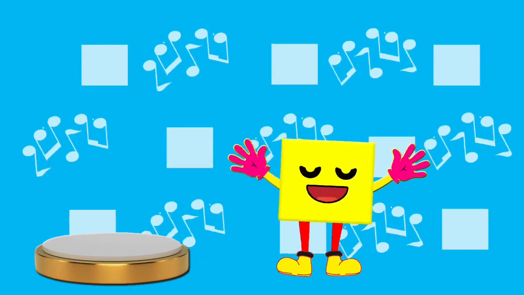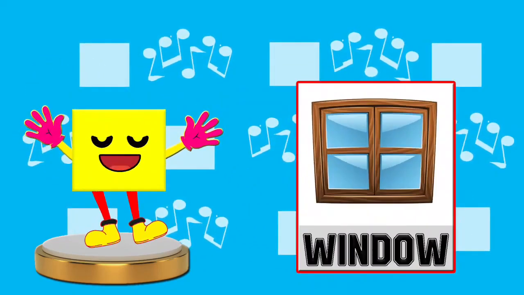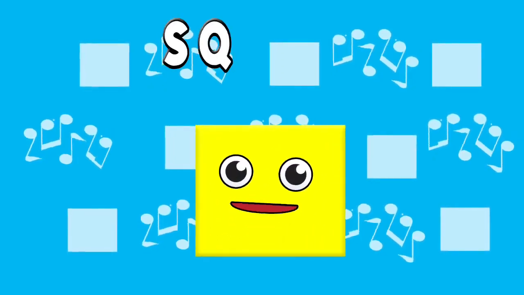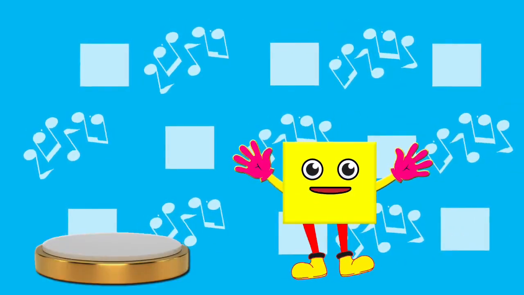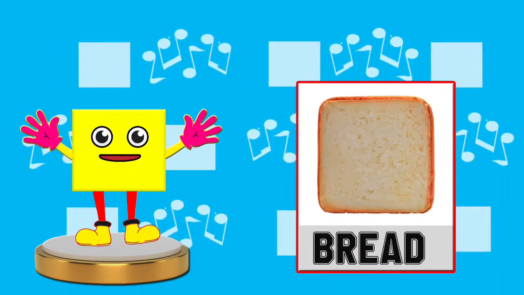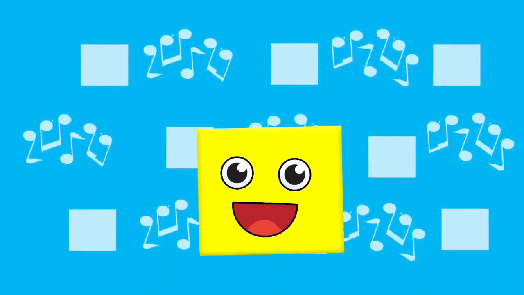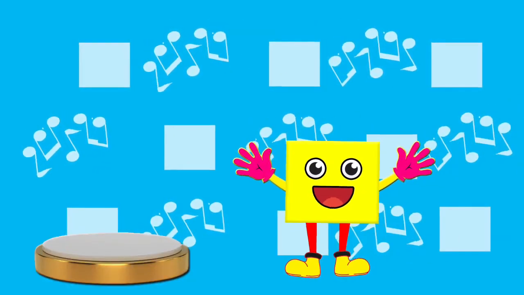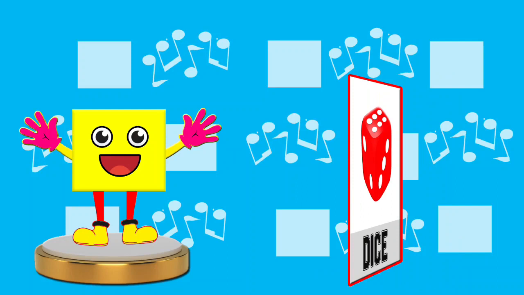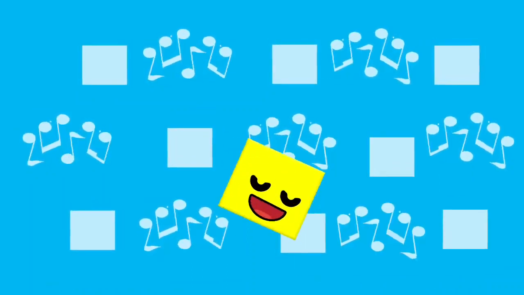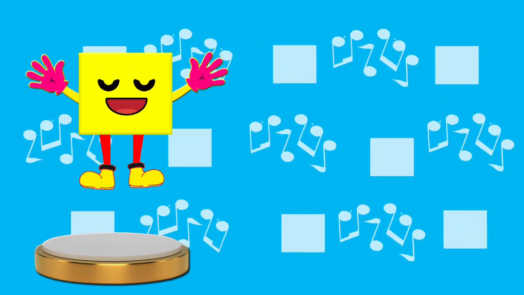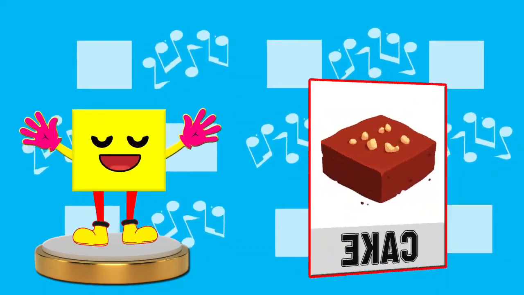This is square. Window is square. This is square. Bread is square. This is square. Dice is square. This is square. Cake is square.